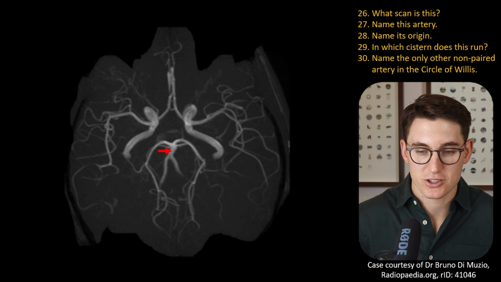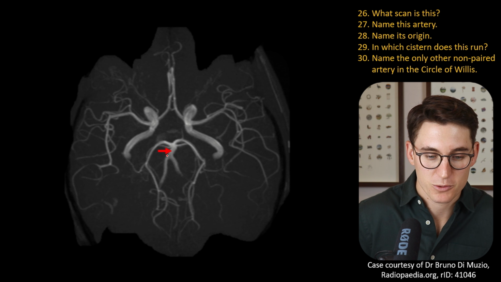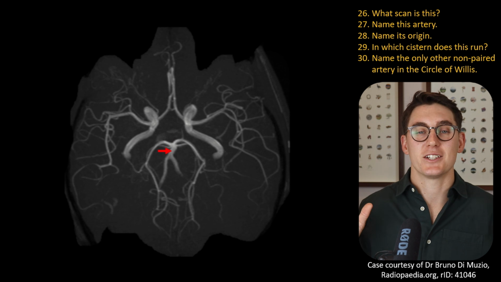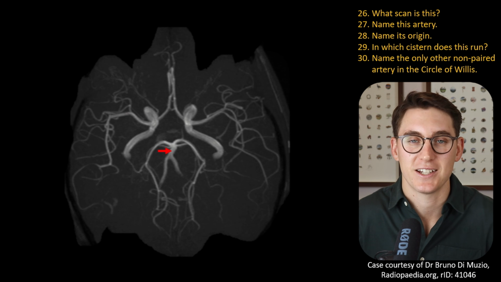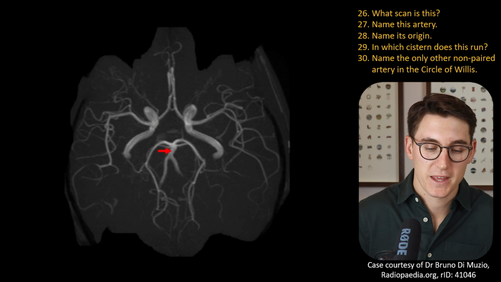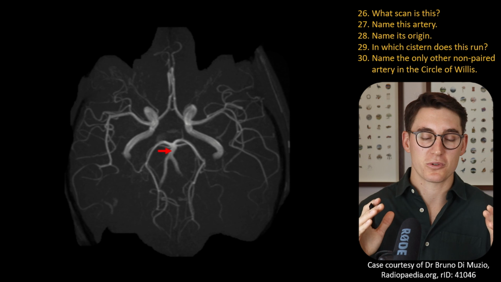Here we asked to label this artery, and this is what's known as our basilar artery. We can see our vertebral arteries coming up, our basilar artery, which will eventually divide into our posterior cerebral arteries, forming the posterior circulation in our circle of Willis. What's the origin of the basilar artery? Well, it's the confluence of those vertebral arteries.